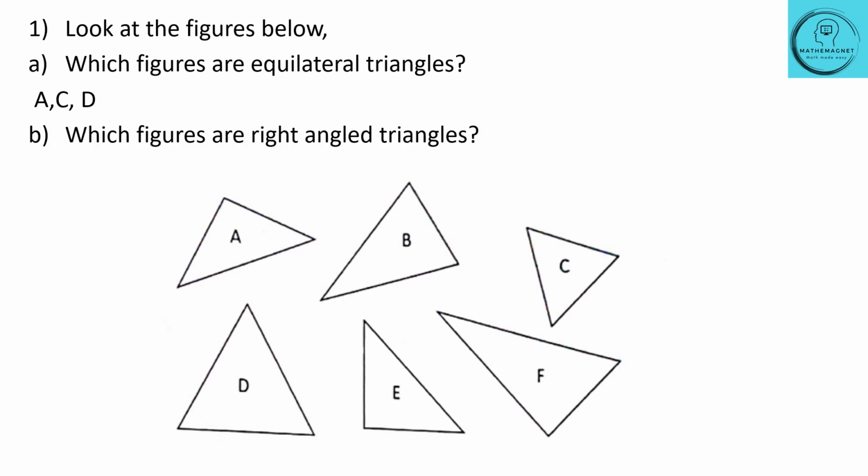The next question is, which figures are right angled triangles? For this, if you notice, E and F are triangles that seem to have a right angle in them. If you notice B closely, that angle is an acute angle, not a right angle. It seems to be less than 90 degrees. So only E and F are right angled triangles, and A, C and D are equilateral triangles.